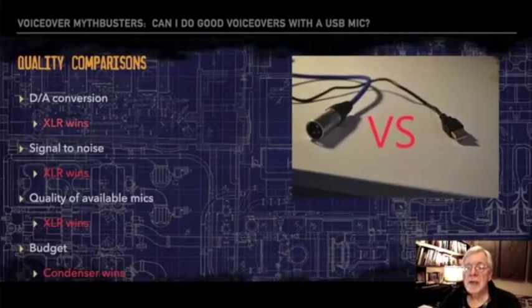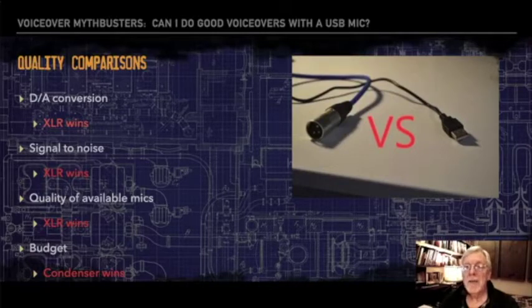Now, let's talk about quality comparisons between the two. When it comes to digital to analog conversion, or analog to digital really, the XLR wins in most cases because the circuitry used in the box that interfaces your microphone to your computer is going to be more sophisticated. Signal to noise, the argument is that the signal to noise ratio is going to be generally lower when you're using a high-end box than with maybe less sophisticated circuitry inside of a USB mic. So the XLR wins on that one.